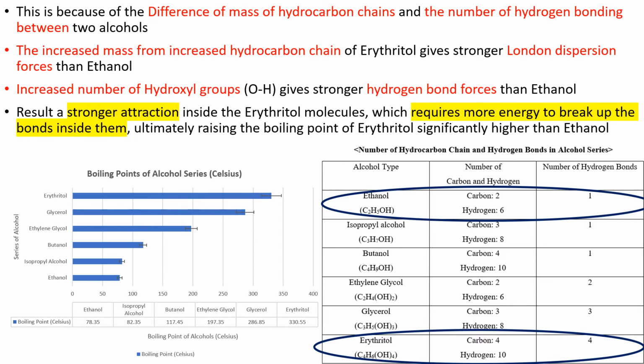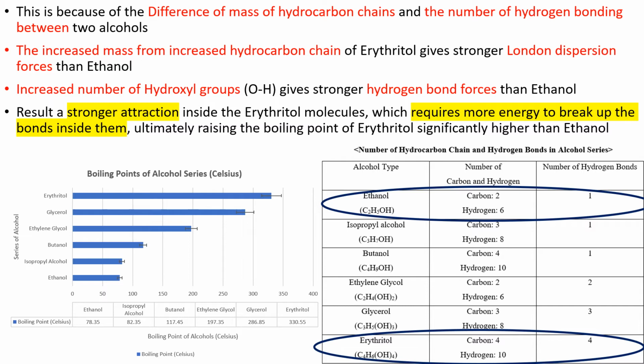This is because of the difference in mass of the hydrocarbon chains and the number of hydrogen bonds between the two alcohols. As you can see in the data table below, ethanol has only 2 carbon and 6 hydrogen, while erythritol has 4 carbon and 10 hydrogen. Also, when we look at the hydrogen bonds, ethanol has only 1 hydrogen bond attached, while erythritol has 4 hydrogen bonds attached to its hydrocarbon.